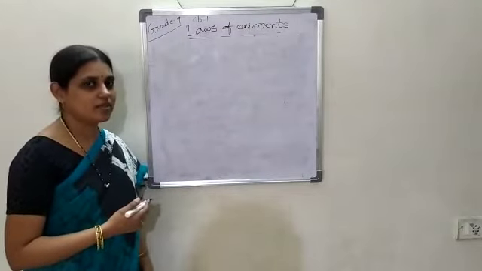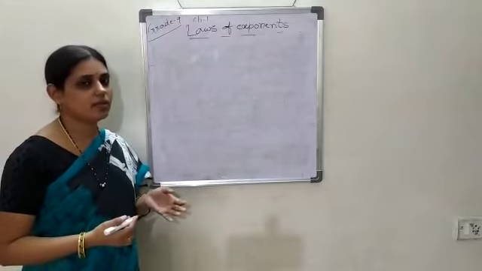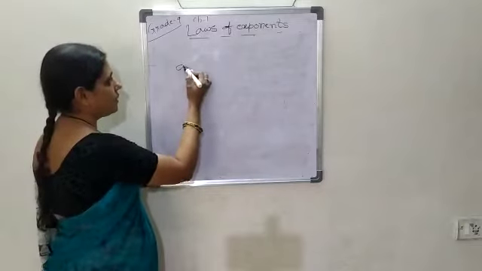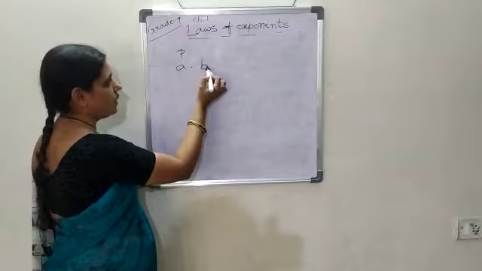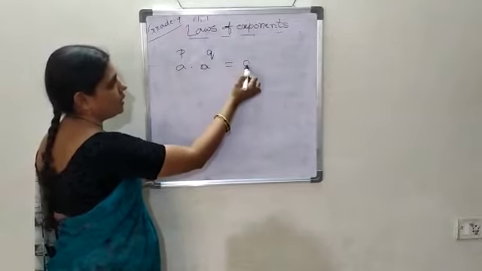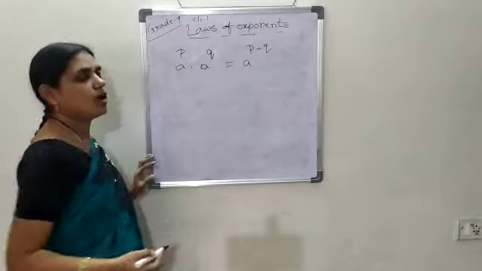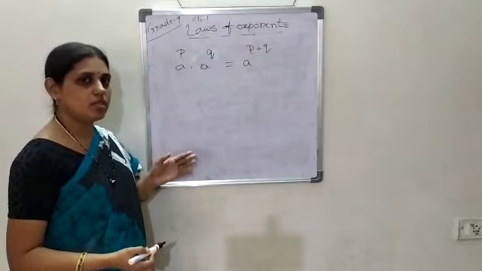Hope all of you understood that. Now the same laws of exponent concept we are extending to real numbers. Now we will see a power p into a power q equal to a power p plus q. Here actually p and q are any two rational numbers and a is any positive real number.